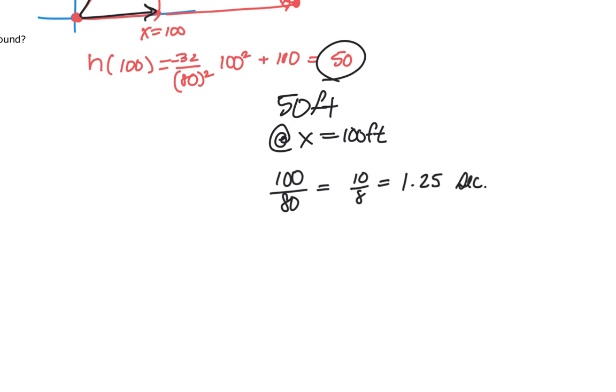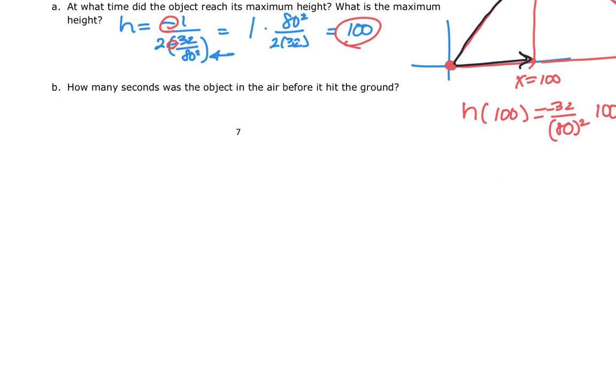Again, we are cheesing it. We're just going to go horizontally. How long did it take to go horizontally 100 feet? And it took about 1.25 seconds. To find the actual answer, we need calculus. So we're going to leave it at that.